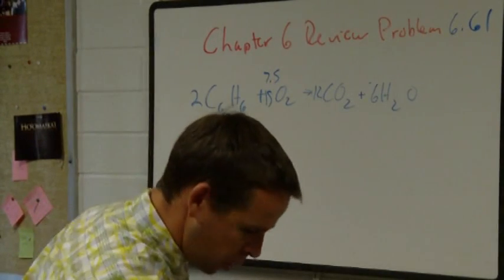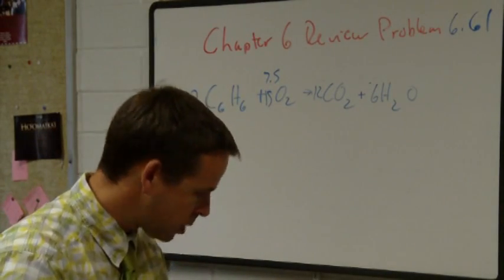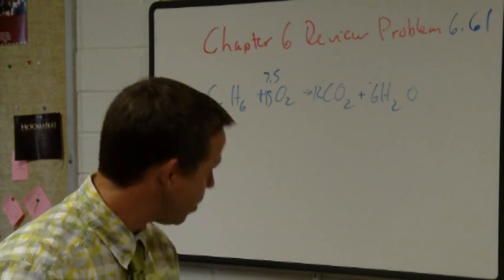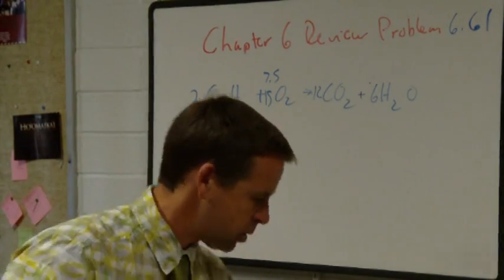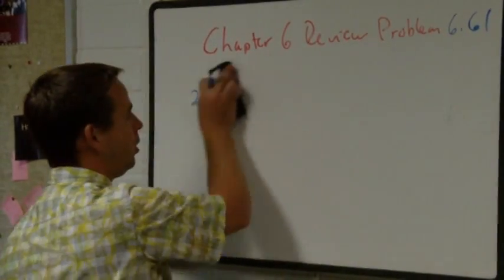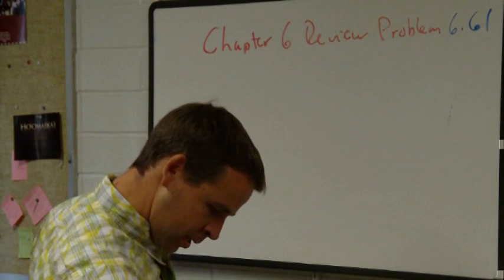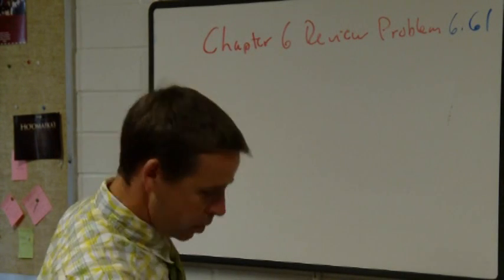All right, so balancing by inspection is a little bit faster there, but just to double check, 2, 15, 12, and 6. We get the same answer. And that's easy enough. So we'll balance the next ones by inspection.